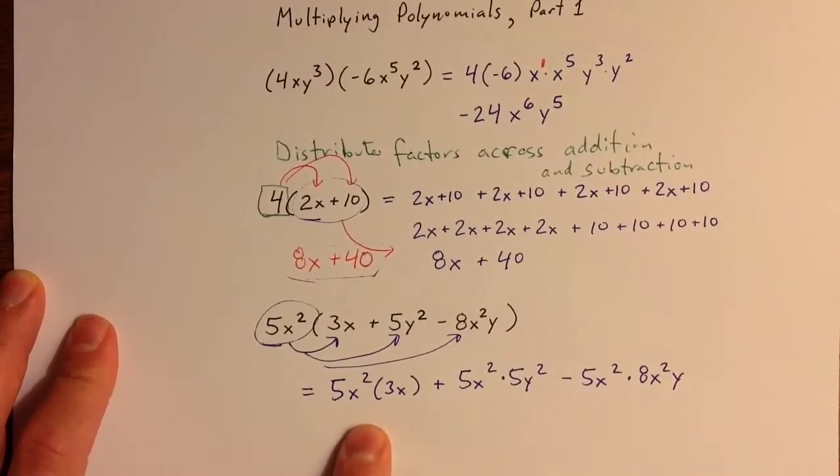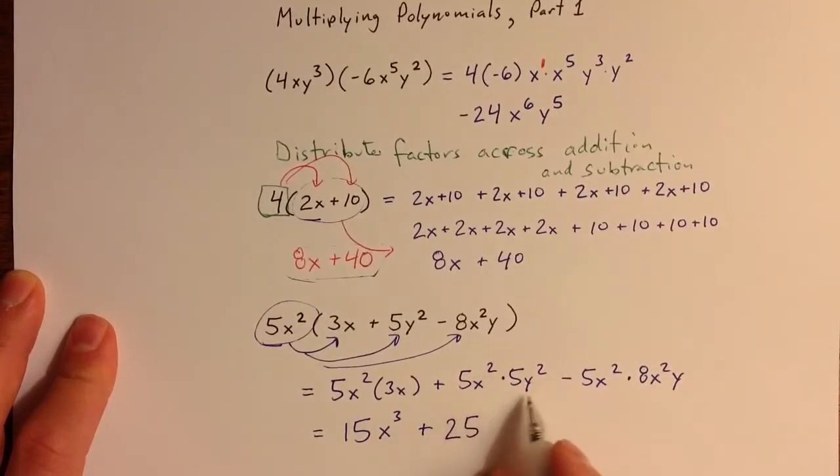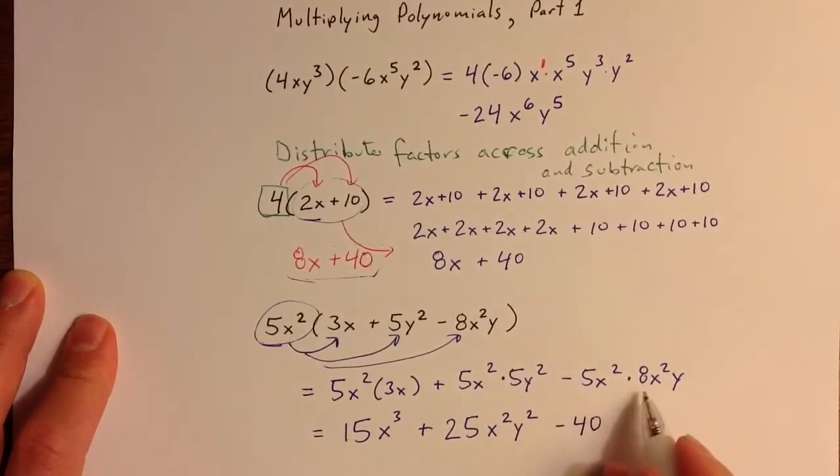And so now each of these becomes like a pair of monomials multiplied together. So we can multiply the coefficients and add the exponents in an appropriate way. So we get 15x cubed plus 25. Now there's no common variable here, so we just get 25x squared y squared. And finally minus 40, 5 times 8, x to the fourth power times y.